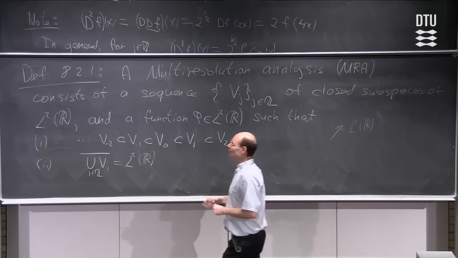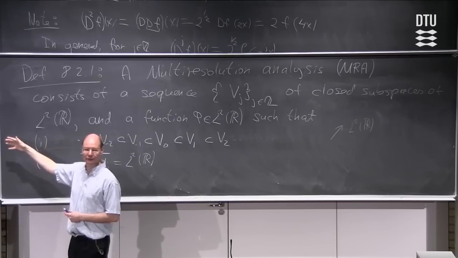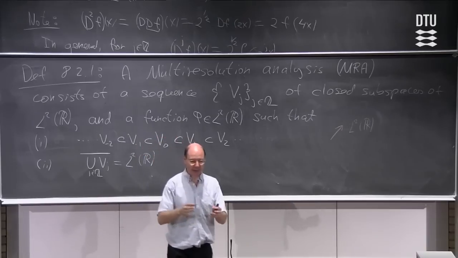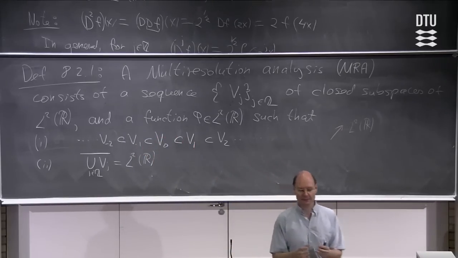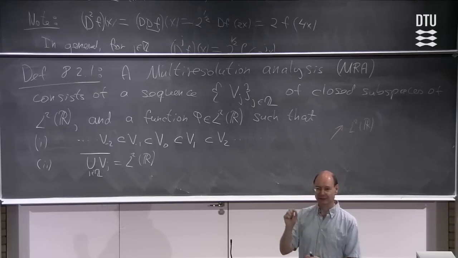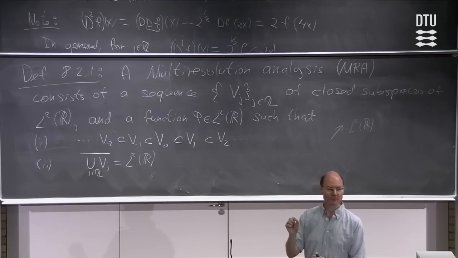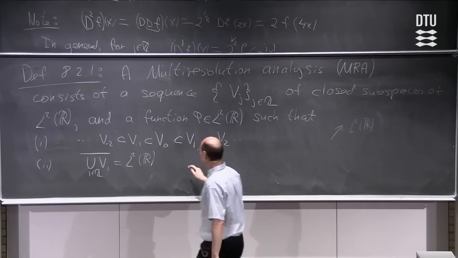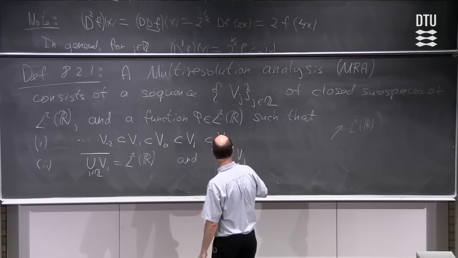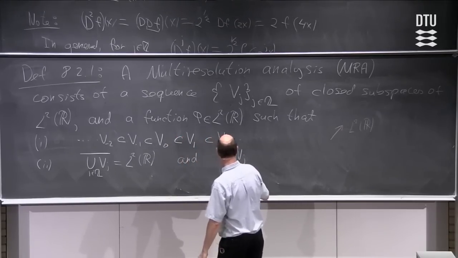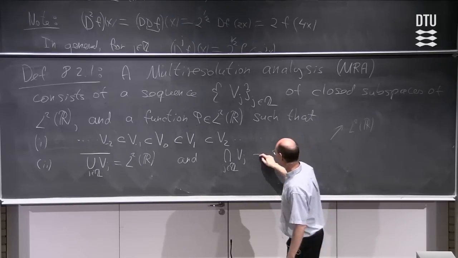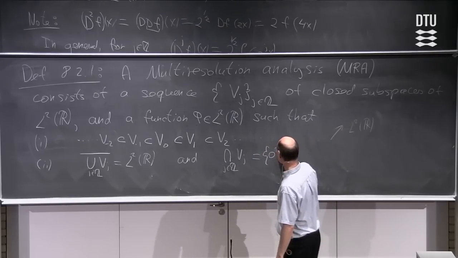On the other hand, what happens when we let j tend to minus infinity? Then the spaces are getting smaller and smaller, but how small are they getting? It turns out we have to require that at the end, the only vector that is in all of the spaces is the zero vector. The way to formulate that is that if you take the intersection of all the spaces V_j, that means we ask which element will be in all of the spaces, then what comes out is only the vector zero.